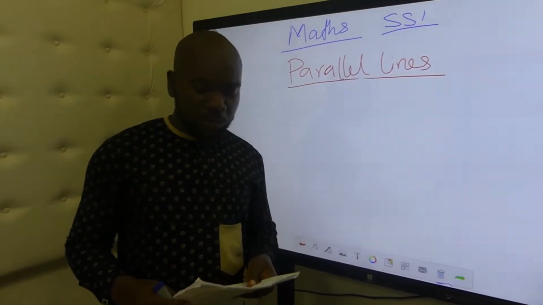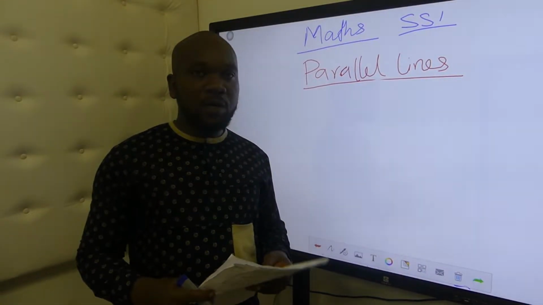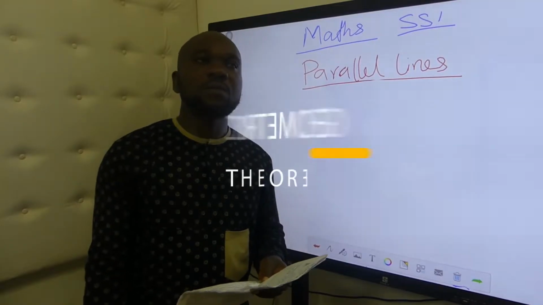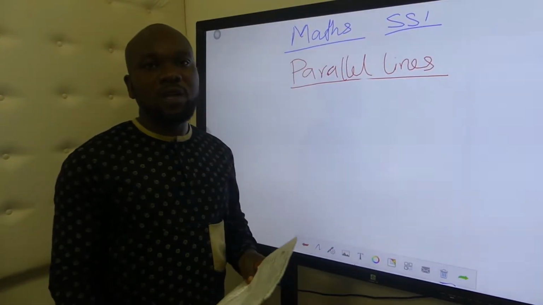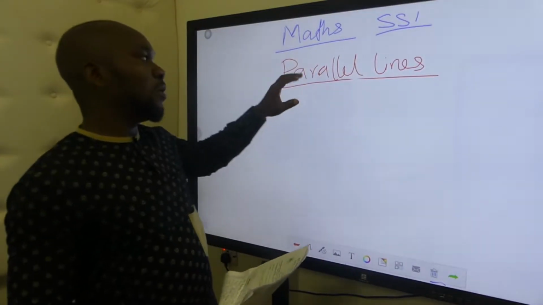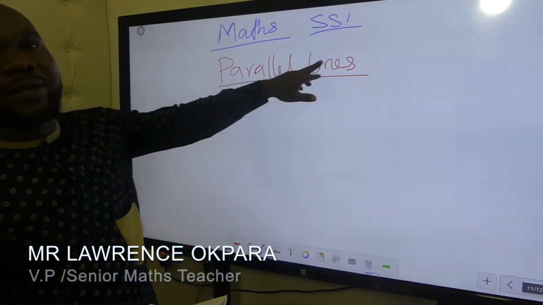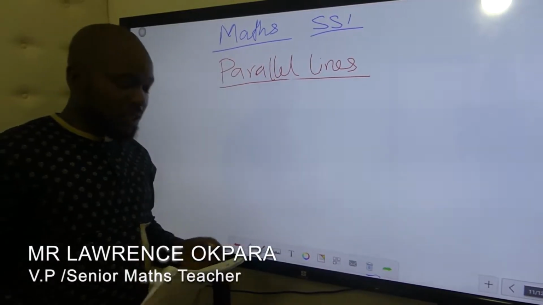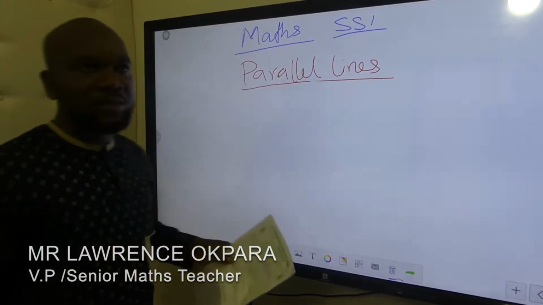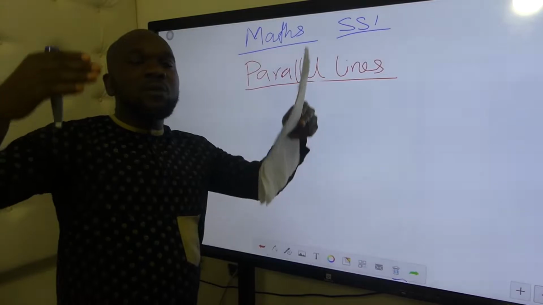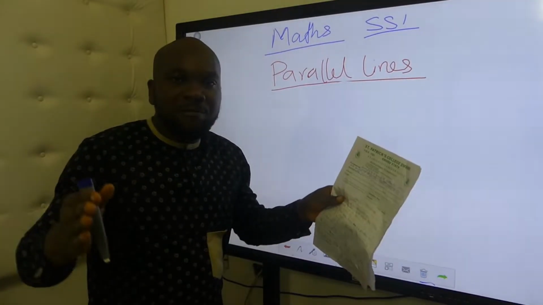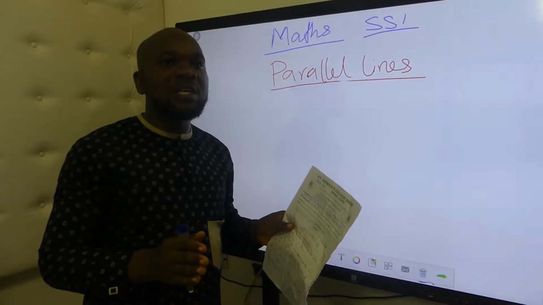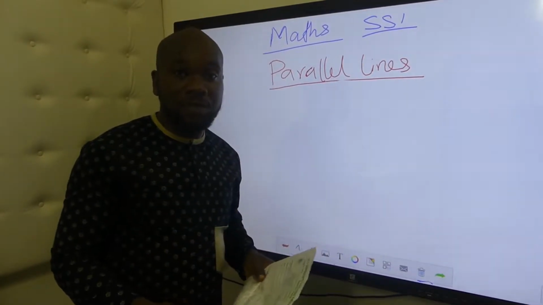Today we are going to look at a topic called geometrical theory. Under this geometrical theory, we have what we call parallel lines. What are parallel lines? Parallel lines are when two lines can never join together. They maintain equal distance to infinity.